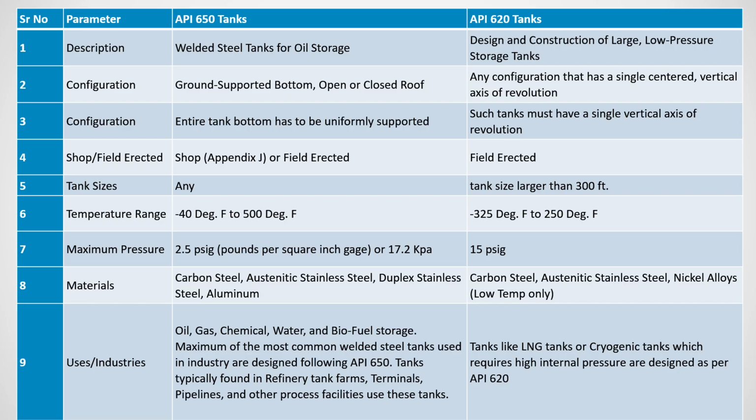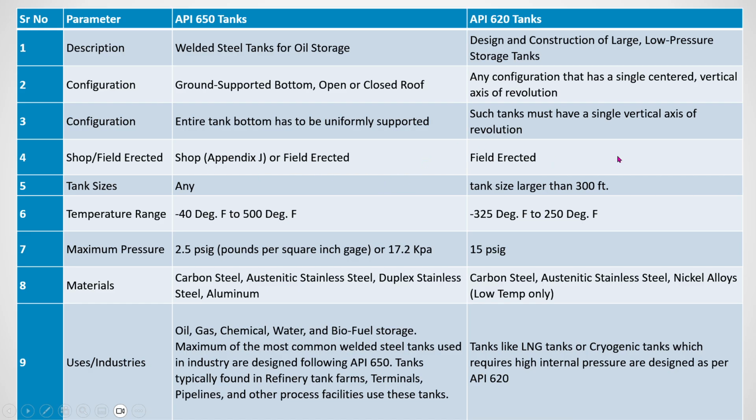There should be uniform in all direction. That's why it is telling that single vertical center. There are not two centers. There is only one center line. The entire tank bottom has to be uniformly supported. Here configuration, that is also configuration. Such tank must have single vertical axis of revolution. One means it is uniform, like circular, and uniform in all direction.